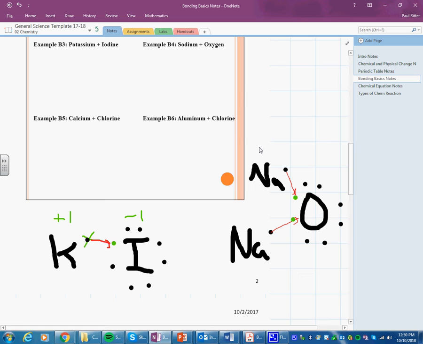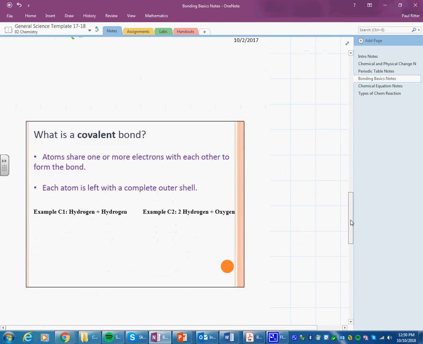So now we have, draw a line, plus 1, plus 1, minus 2. Plus 1 and plus 1 equals plus 2. So our actual formula would be Na2O. And this one would be KI. So that is if it's ionic.